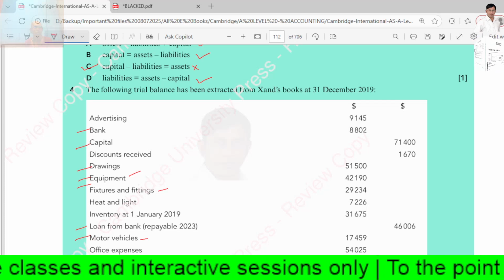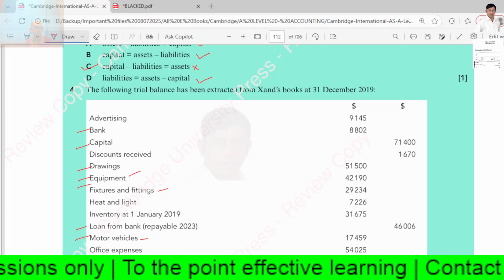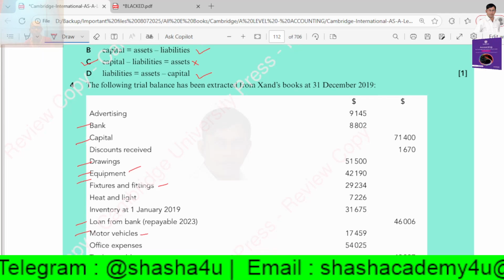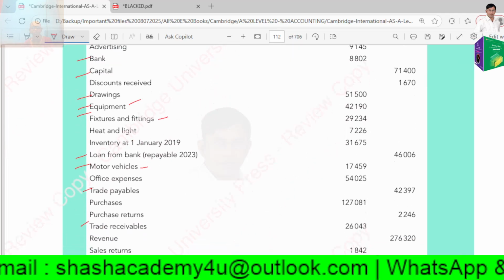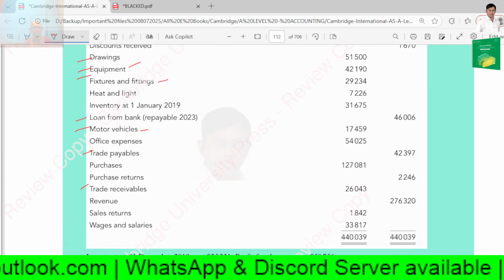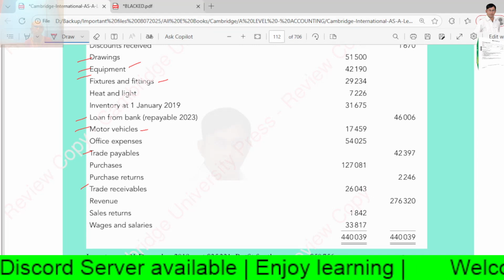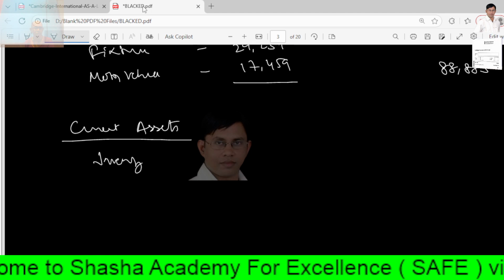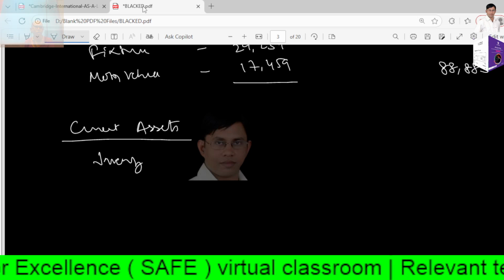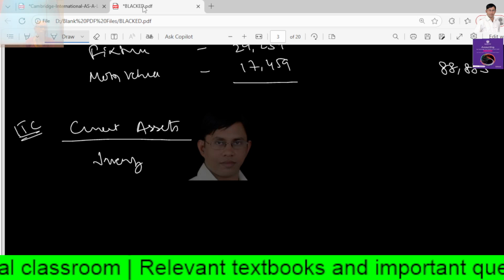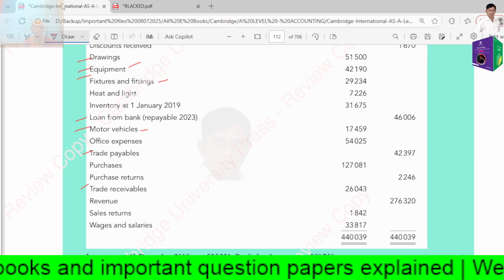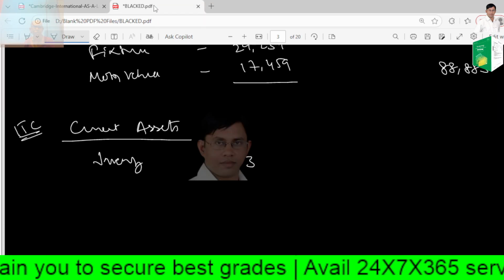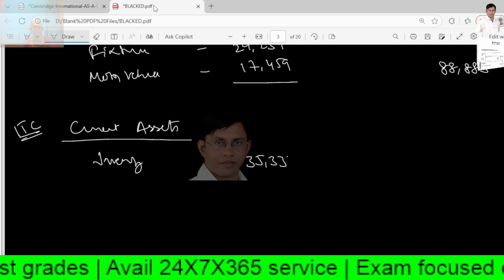So now come to current assets. What are the current assets? Inventory. Inventory is given here. In the question, inventory is 35,331. Remember ITC: Inventory, Trade receivables, Cash. Always write it, remember it. Inventory should come first. Inventories 35,331. Then trade receivables.